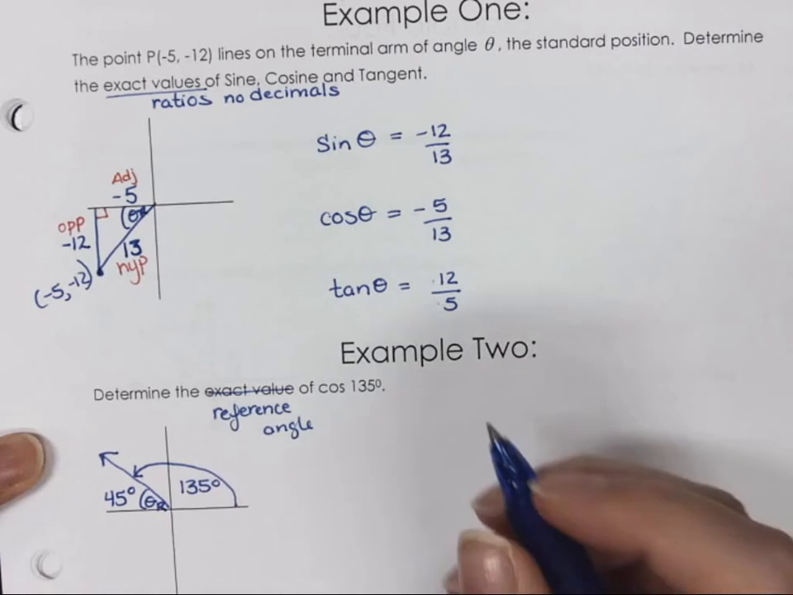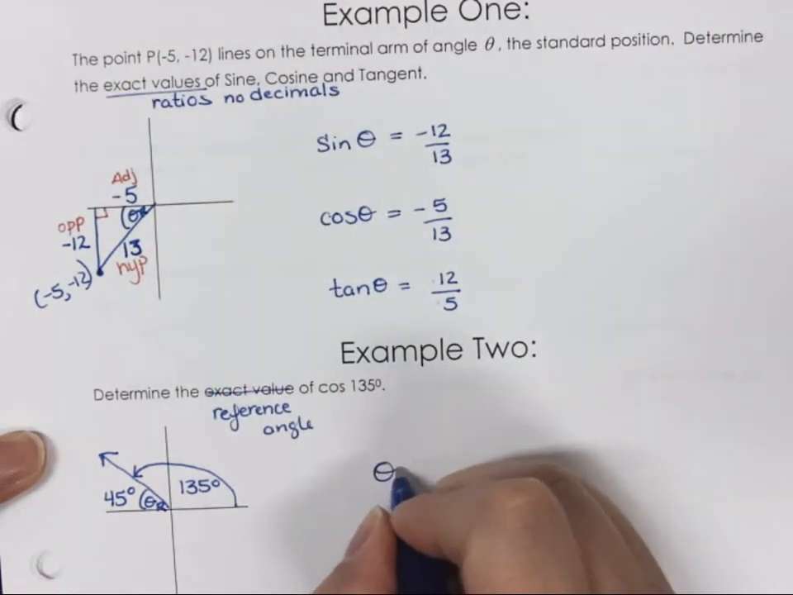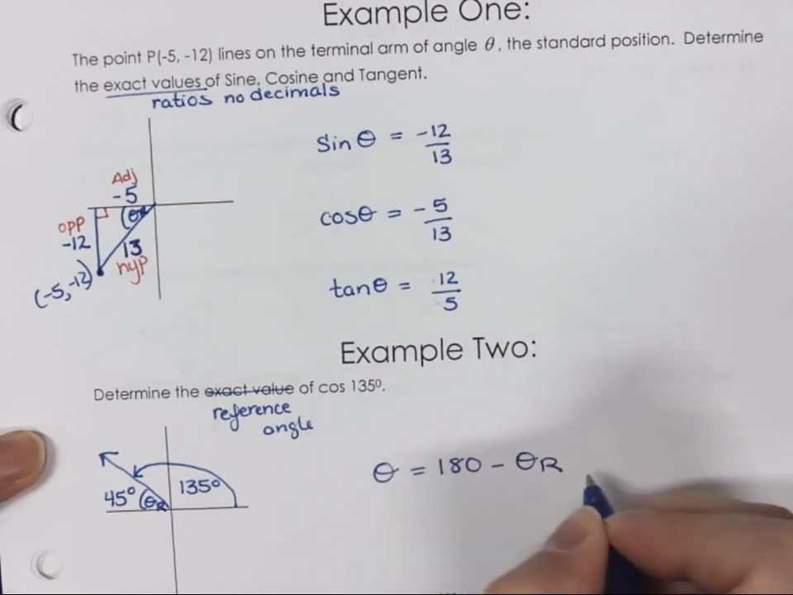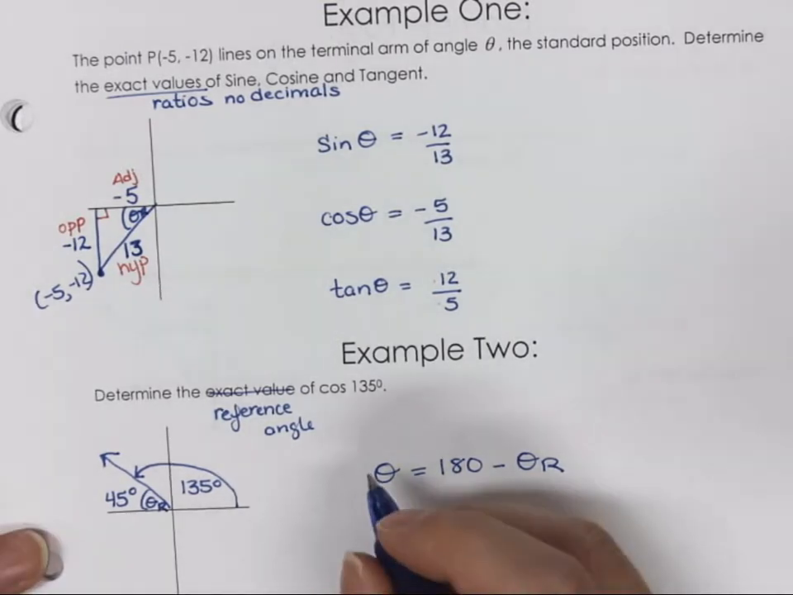So we used our rules. Now I'm just going to hop up to the rule here for a second. The rule is theta equals 180 minus theta reference. And you guys did the math. You rearranged it in your head. You didn't even need the formula and you knew intrinsically what to do. So don't get caught up in using the formulas if they don't make sense to you, because they're just there to make it a little bit easier.